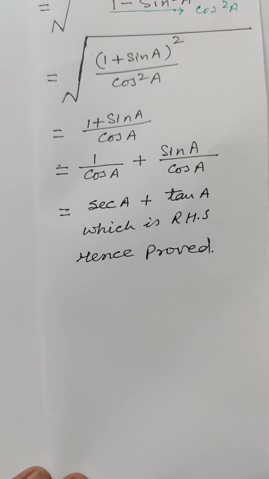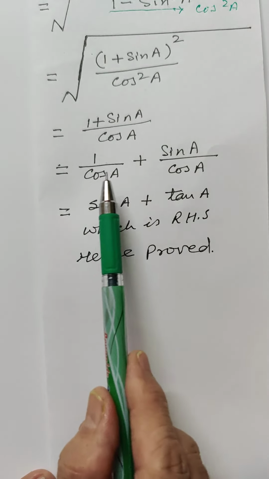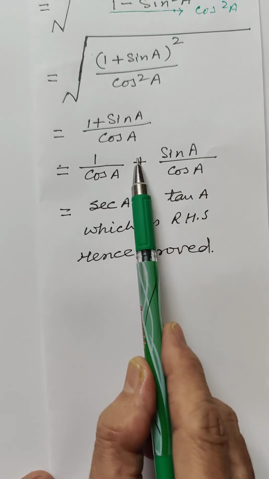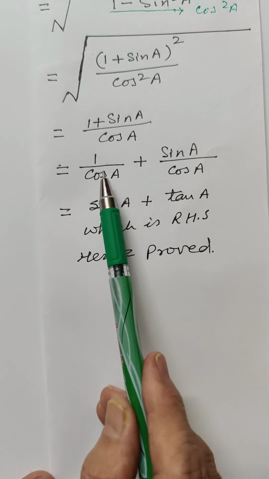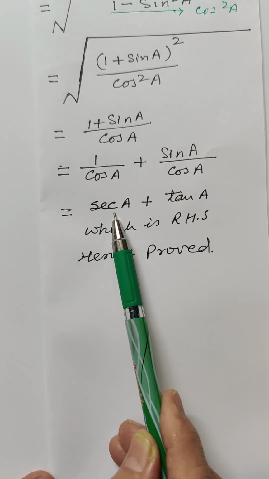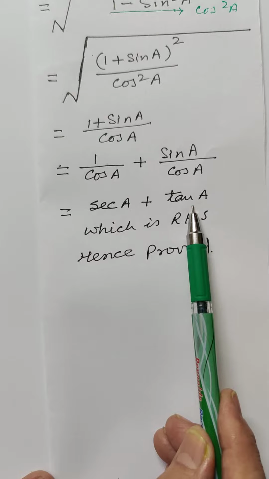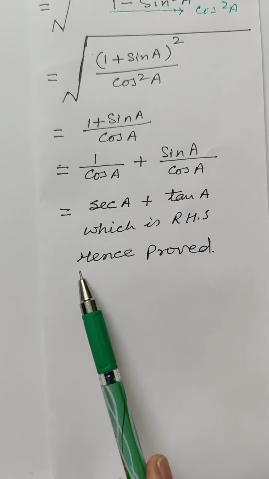Now distributing this cos A and 1 plus sin A. So 1 upon cos A plus sin A upon cos A. 1 upon cos A is equal to sec A. Sin A upon cos A is equal to tan A, which is RHS.